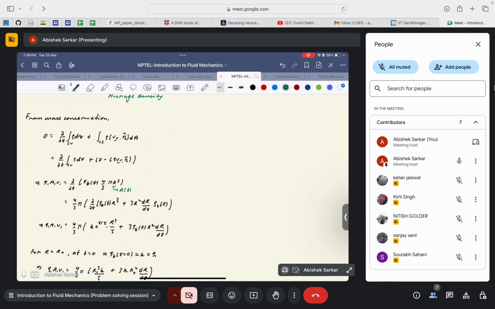Then ∂/∂t of ρ_b(t) times r³. We again use the chain rule of differentiation. First take the derivative of this, then leave the other constant. So dρ_b/dt times r³, with 4/3 π outside, plus the derivative of r³, which is 3r² times dr/dt, times ρ_b(t).